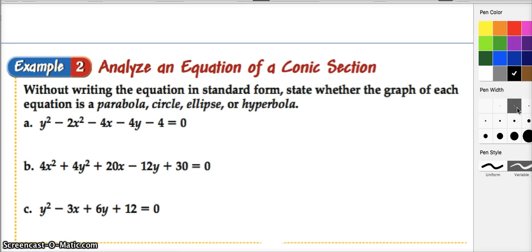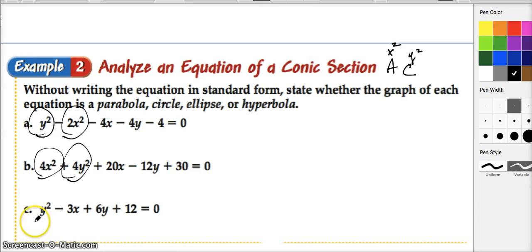Okay, so what I'm seeing here is, and I took away the textbook answer so we can look at it ourselves: without writing the equation in standard form, without changing anything, state whether the graph of the equation is a parabola, a circle, an ellipse, or a hyperbola. Remember that the two terms that were most important for us to look at were the A term and the C term, where A was the coefficient of the x squared term and C was the coefficient of the y squared term. So I'm going to circle those two important things in each problem and see if we can remember the rules that we had before.